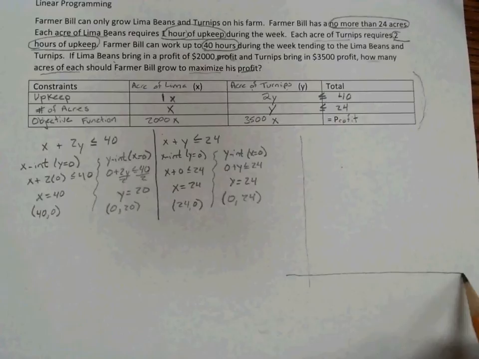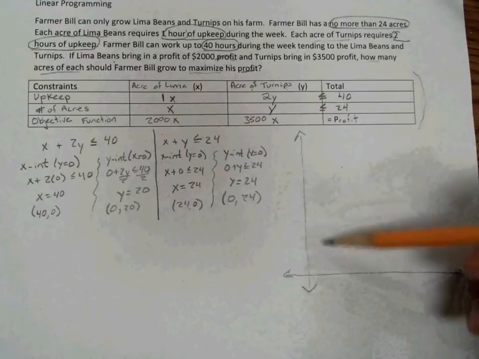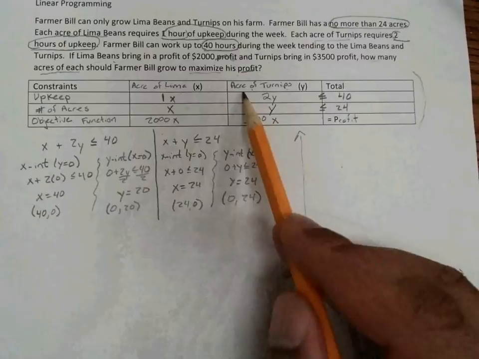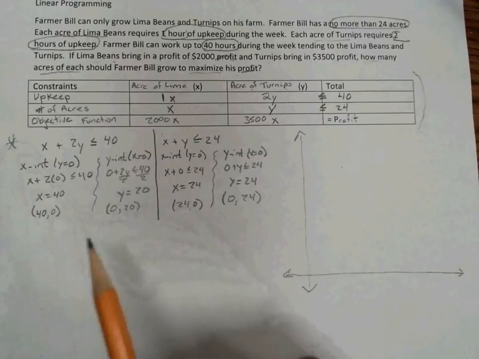For all our linear programming, the majority of our problems are just going to deal with our positive values, so our positive y's and our positive x's, because we can't have negative acres of lima beans and we can't have negative acres of turnips. Just can't do that. So I'm going to graph this one first.